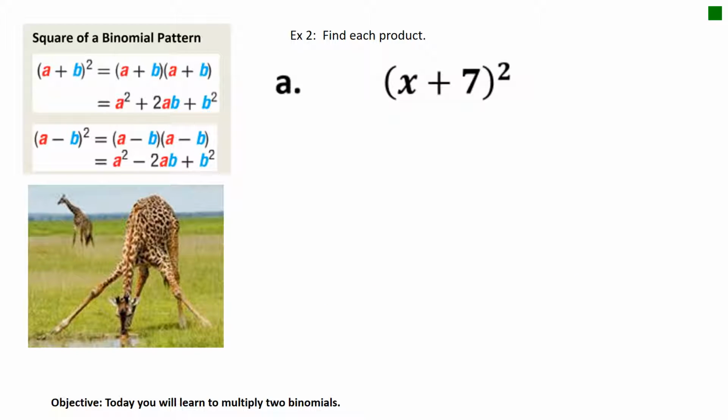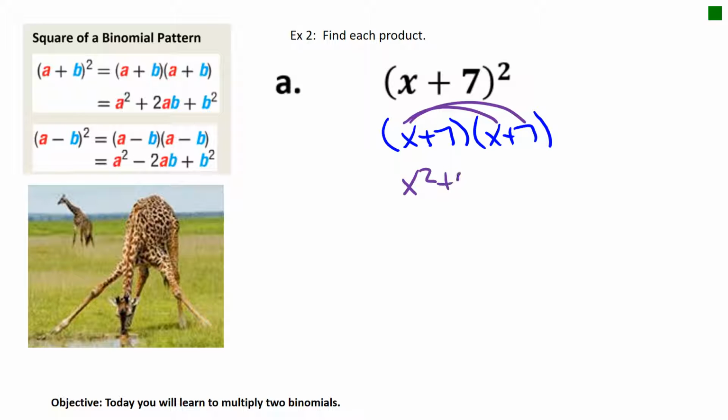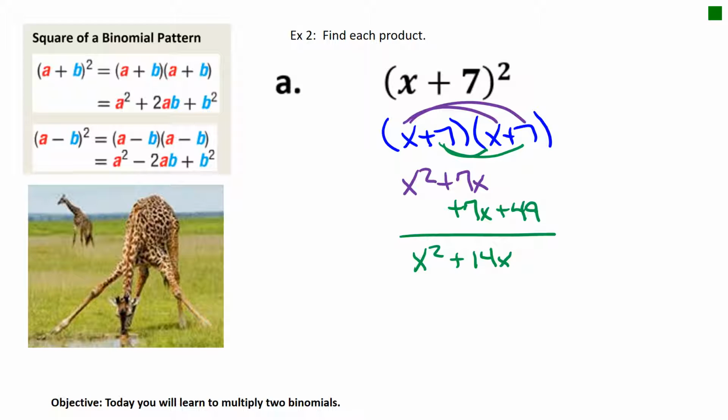So x plus 7 squared. I'm going to write x plus 7 times x plus 7. I'm going to take x times x, x squared, x times 7, a positive 7x, 7 times x, a positive 7x, 7 times 7, positive 49. Combine like terms, x squared plus 14x plus 49.